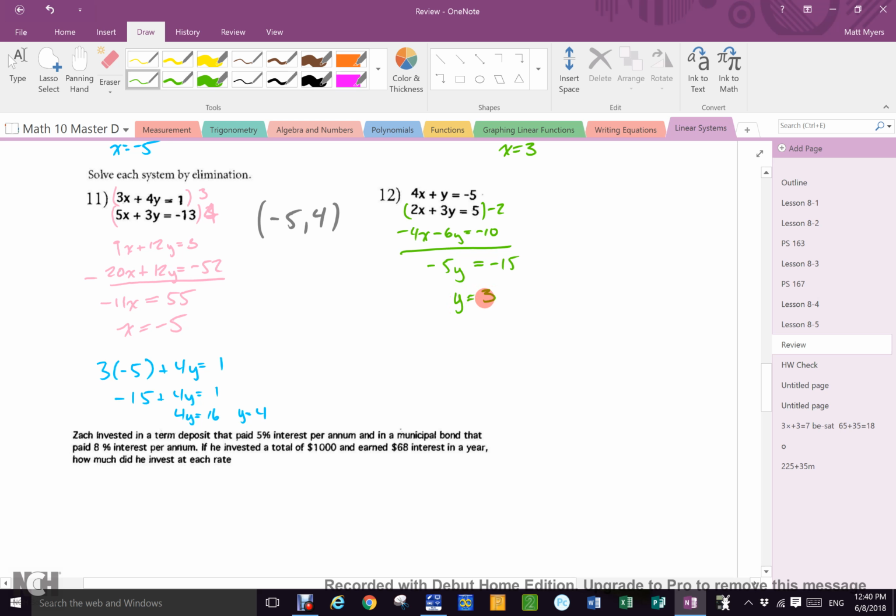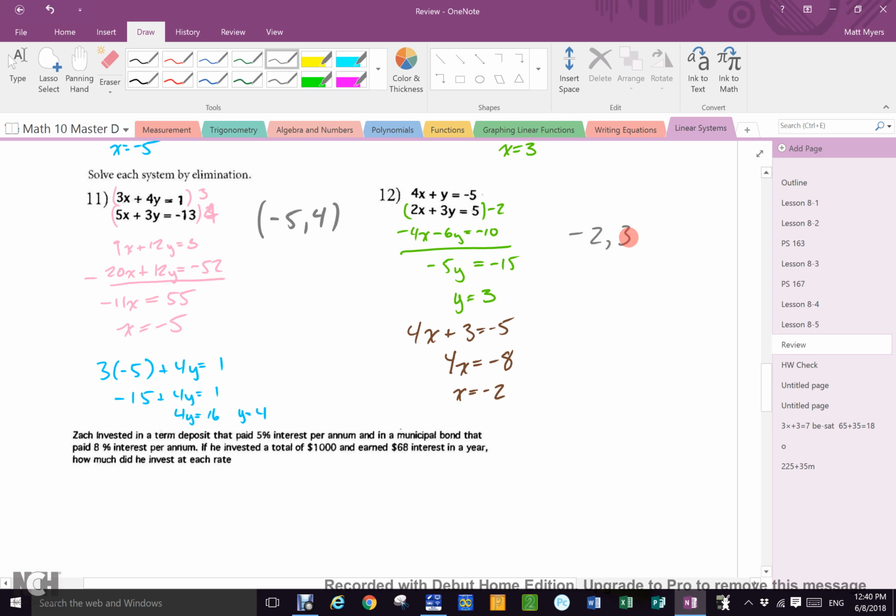Y equals 3. Once I have y, I can put it anywhere I want. Where's the best place to put it in these bunch of equations? In the top one. Why? Because it's just y. 4x plus 3 equals -5. 4x equals -8. X equals -2. And my ordered pair is -2, 3.